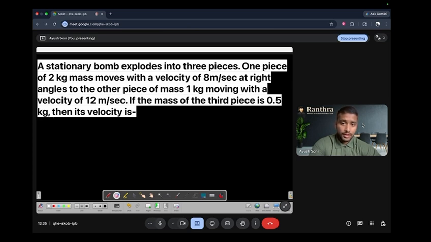And we have been given the mass of the third piece. We need to find the velocity of the third piece. You can take some time to read this question and then let's go to the solution.